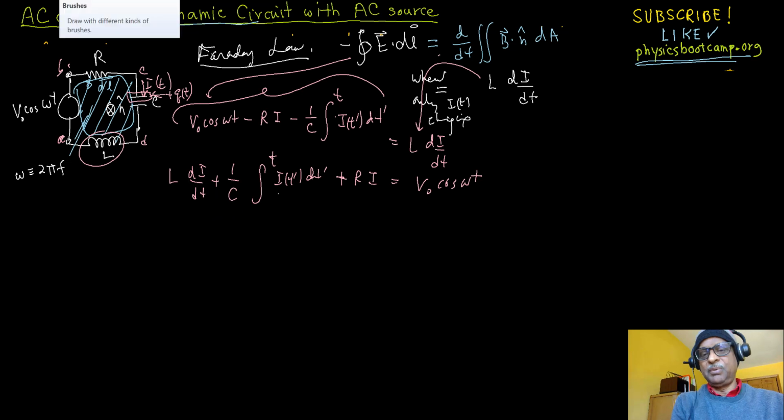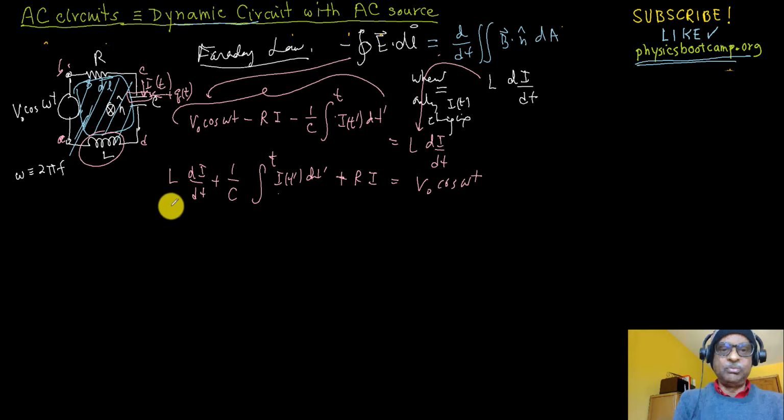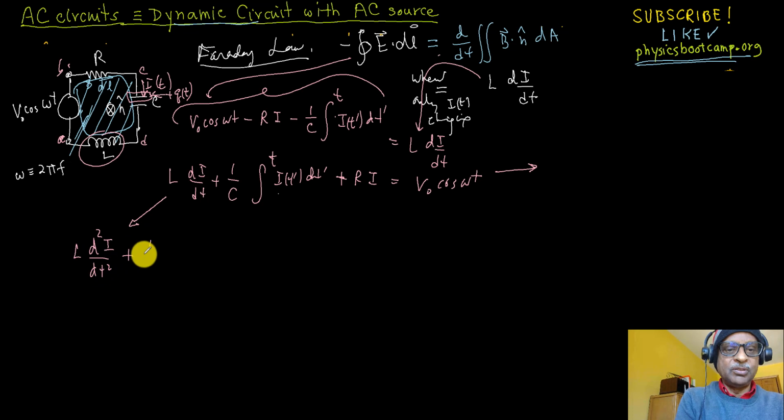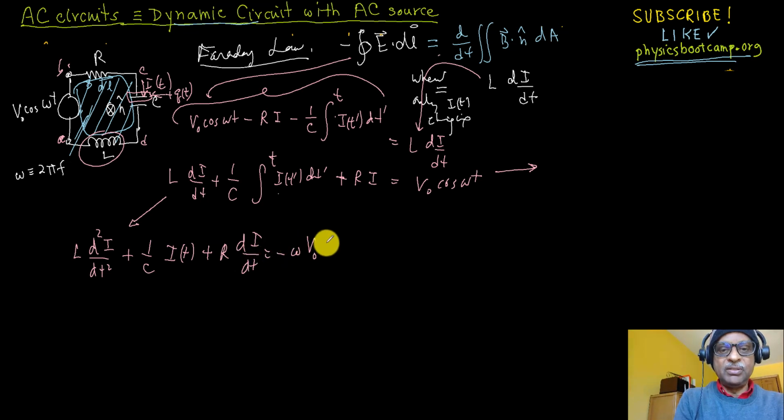Well, if you like, we can just take a derivative of the whole thing. There's a couple of different ways, so we can write it one way, and another way is like this. Take another derivative that makes this guy come out. So this is L d²I/dt² plus 1 over C I plus R dI/dt equals minus omega V0 sine omega t. So solve this equation.